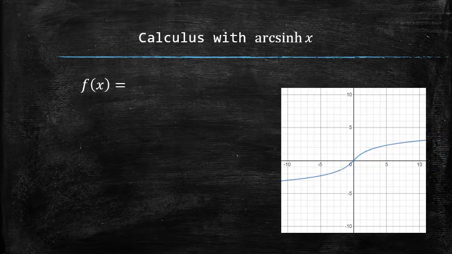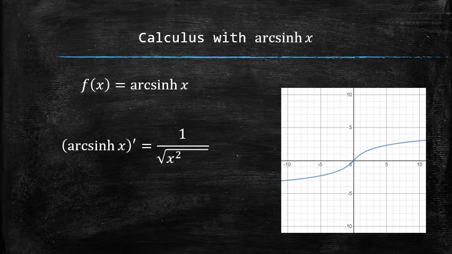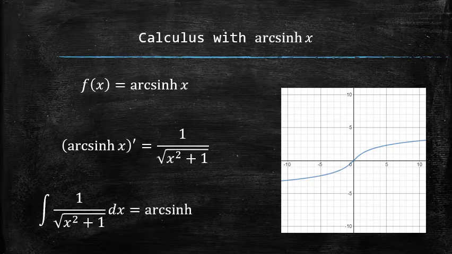In summary, we now have the formula for the derivative of the hyperbolic arcsine function, as well as the formula for the antiderivative of its derivative.